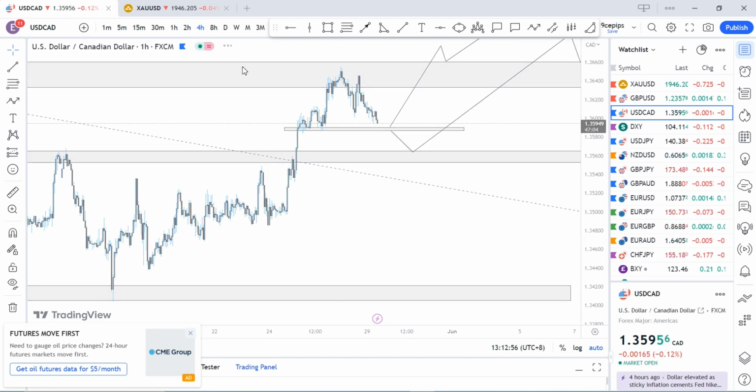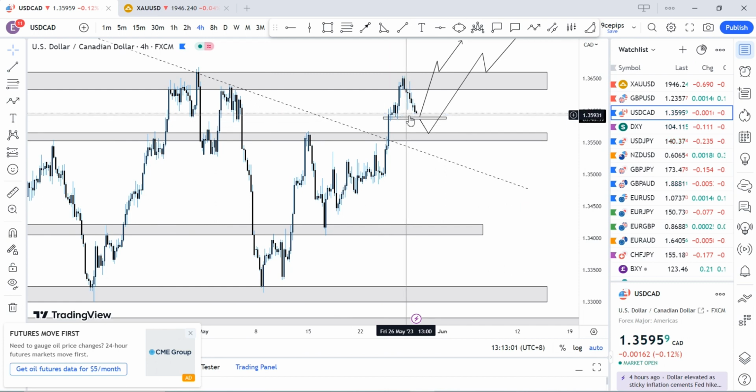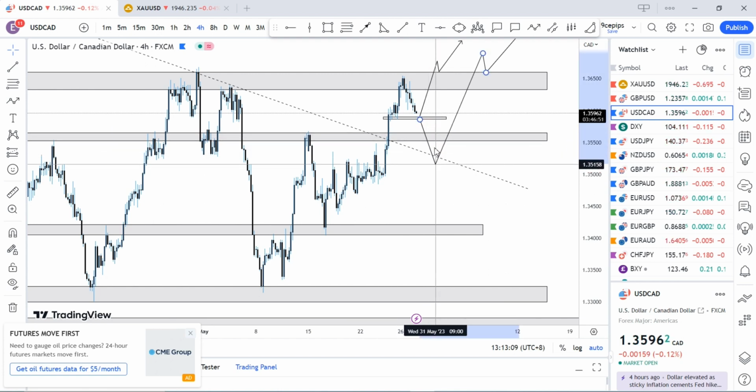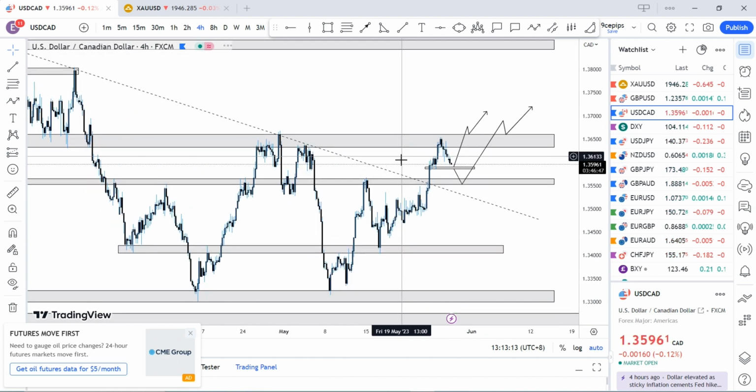Okay, let's go back to the 4 hours time frame. Over here on the 4 hours time frame, we might actually get the rejection from here, continue, break above these regions and continue to the upside for the week, or we could retest these regions or even lower before we continue to the upside. So that's basically that on USDCAD.